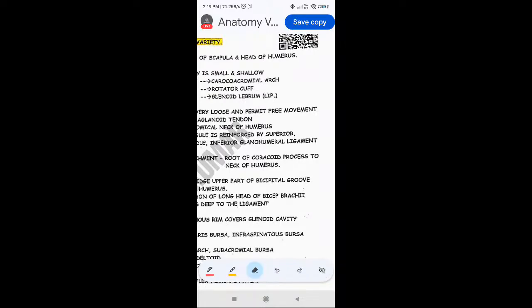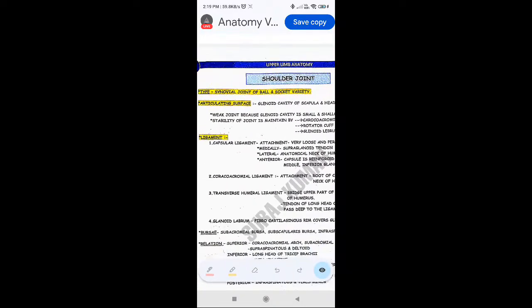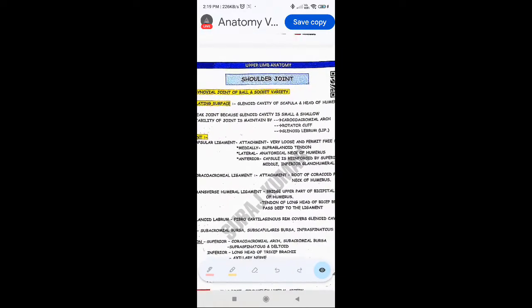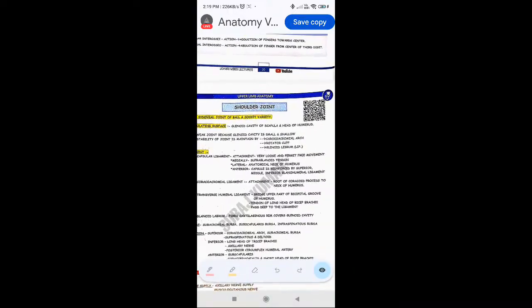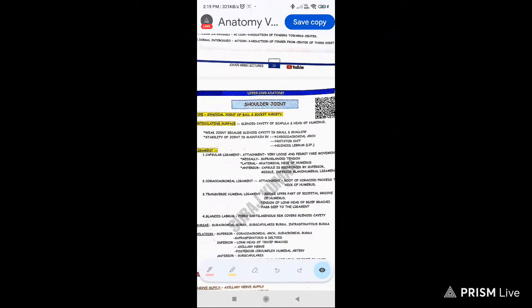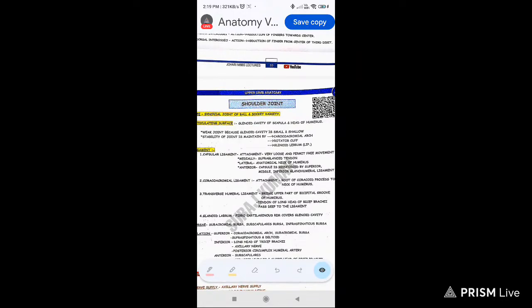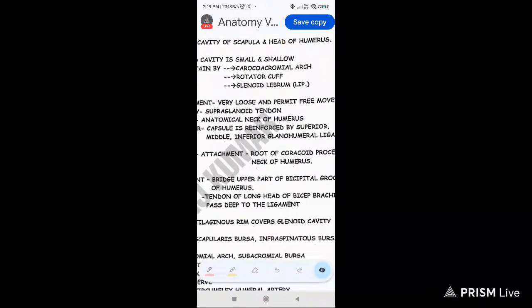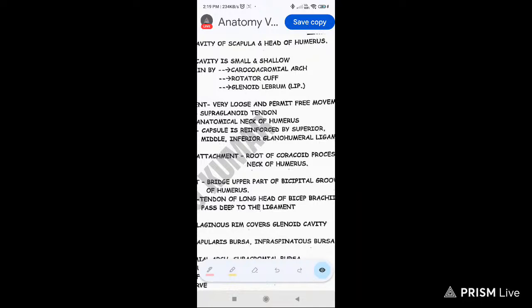So, talking about the coracoacromial ligament, the attachment is root of coracoid process to the neck of the humerus.